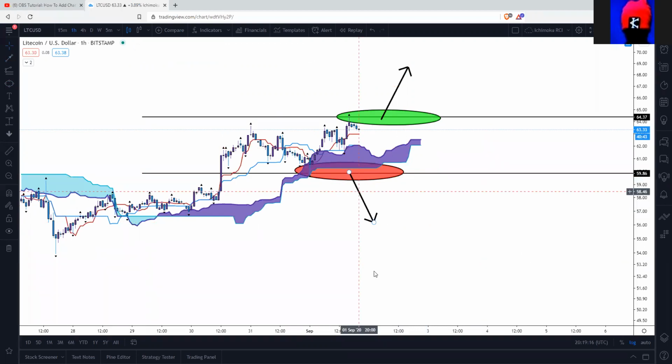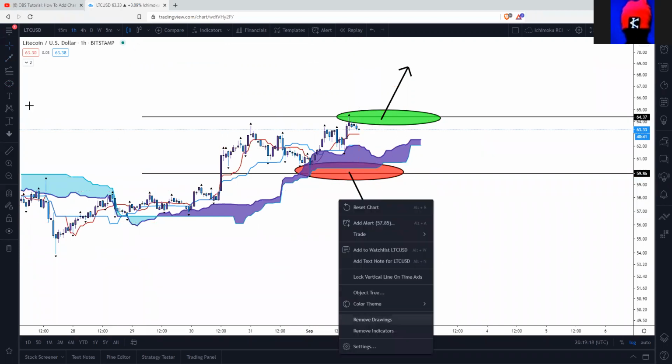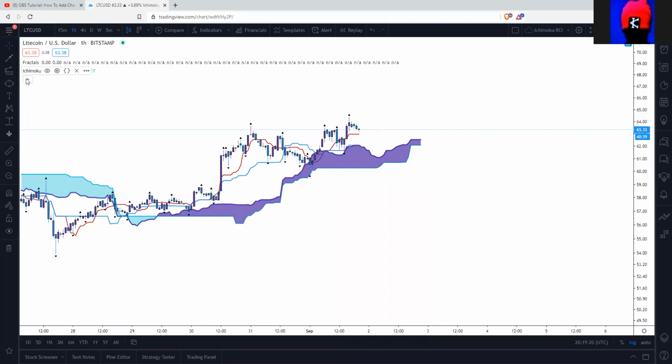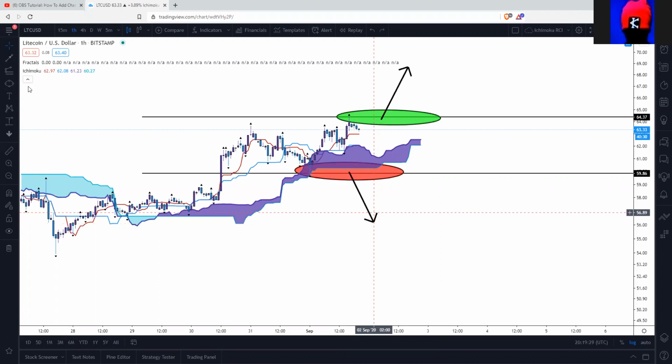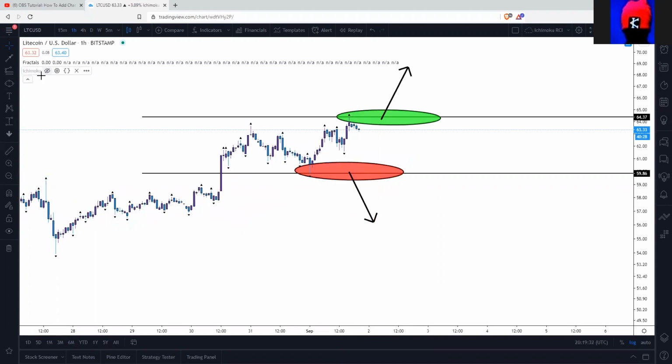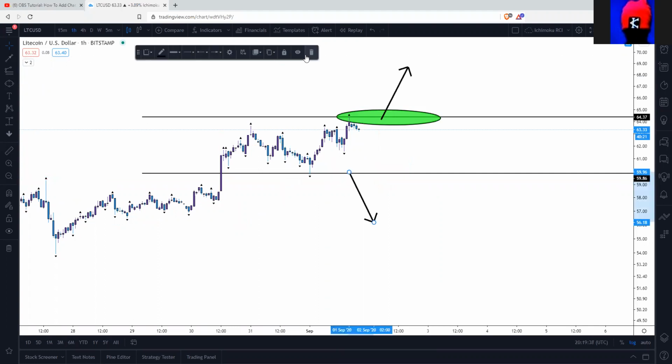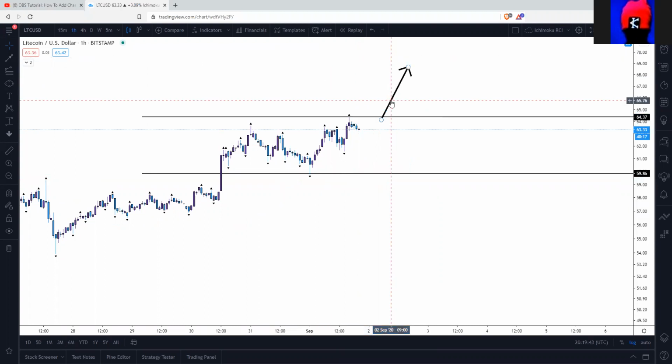Now, how I trade in between here, this is when I take off the cloud. Oh, hold on a second. There we go. So this is how I'm going to trade this now. This is what I was meaning to do. Go ahead and take this off now, because this is going to make so much more sense to you guys when trading.